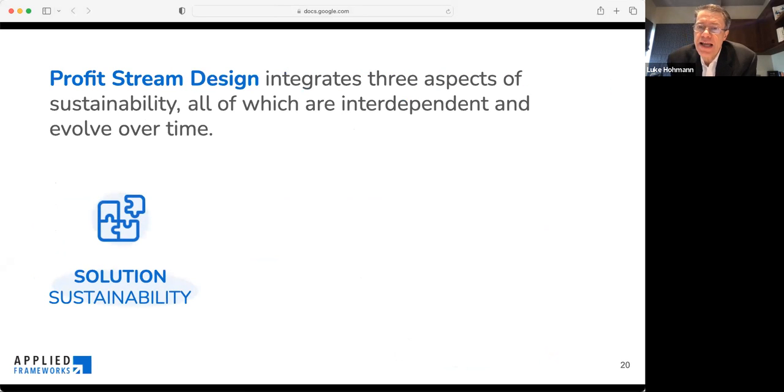This means that there's three aspects of sustainability that profit stream design involves. One is the sustainability of the solution. You've got a customer, you've got a solution, their needs are going to evolve. The way I use LinkedIn now, after more than a decade of using it, is very different from when I started using LinkedIn. Part of that is my needs have changed. And part of that is LinkedIn has created new functionality that enables me to do things that I hadn't imagined when I started using LinkedIn. So the notion of solution sustainability captures this idea that the solution needs to evolve and co-evolve with its customers.